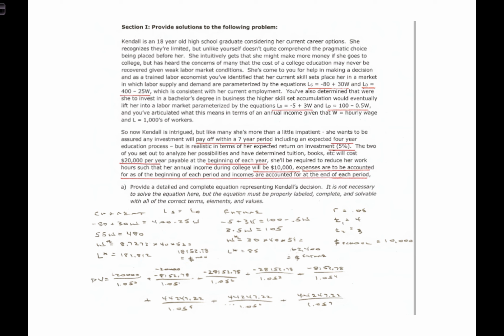So I've gone ahead first and identified her current income. I've gone through and looked at this in the usual manner. This is fairly simple to you now. And I've identified W star, or her wage, at 8.7273. You could have just said 8.73. It wasn't necessary here that you necessarily identified the equilibrium value for labor, but later on we'll need that, and we identify that as 181.812. Remember, that's thousands of workers, so that would be 181,812 workers if we had to think about it that way.